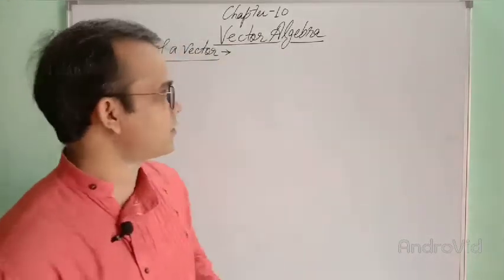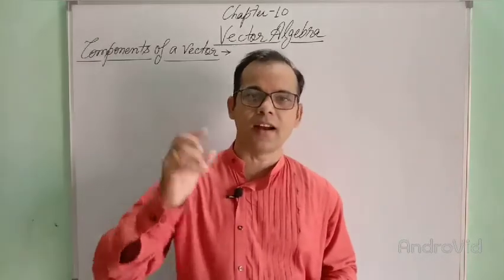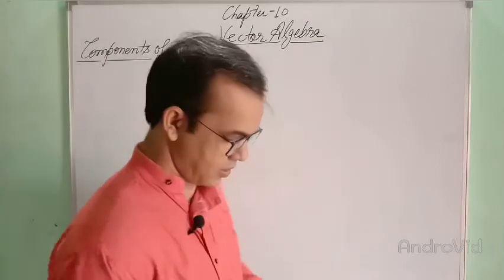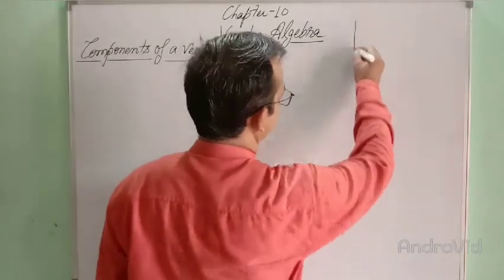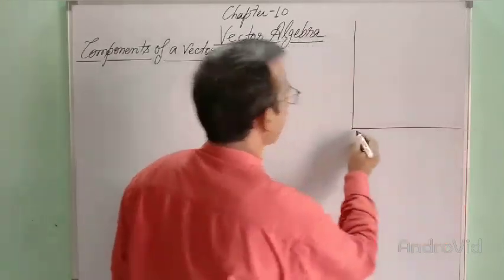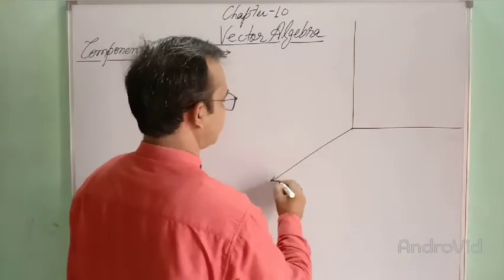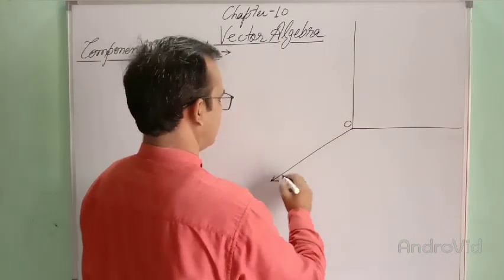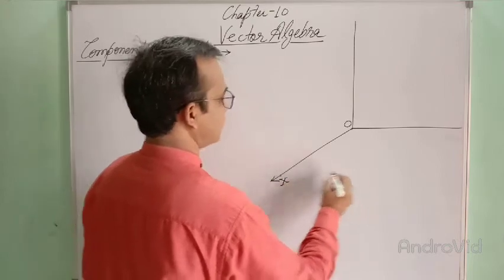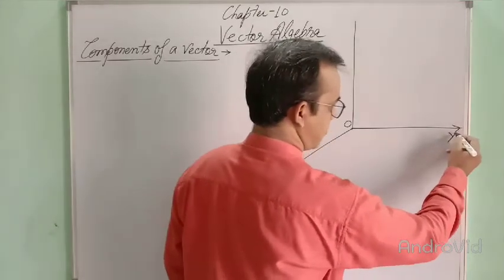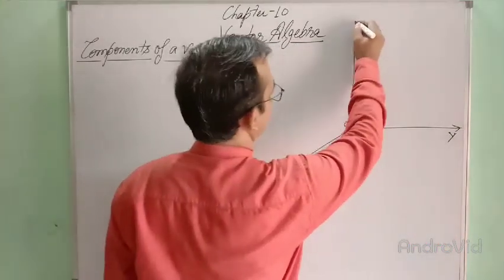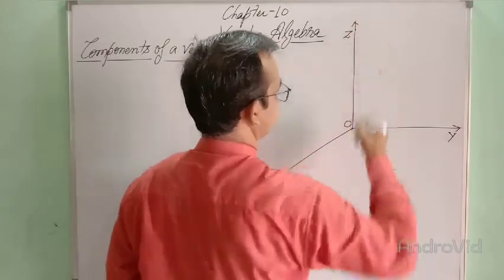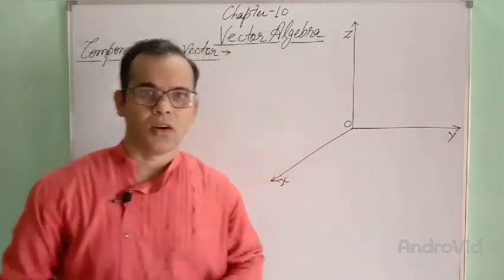So for the purpose, let us consider a right-handed rectangular coordinate system having the coordinate axes as x, y and z. This is the origin. This is, suppose, the x-axis, this is the y-axis and this is the z-axis. Okay.